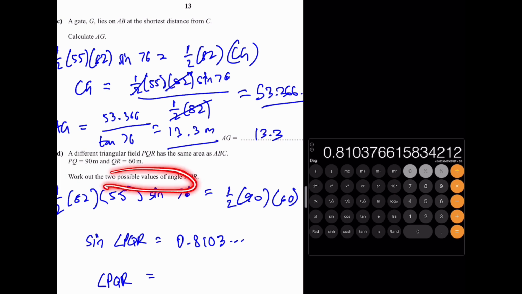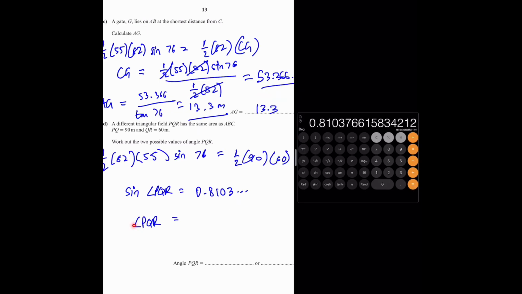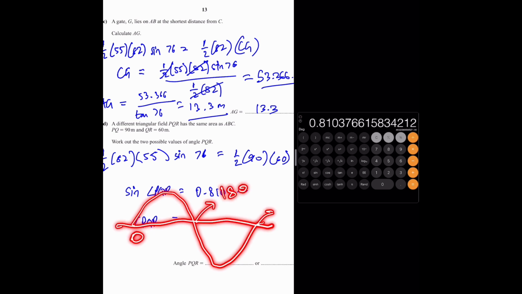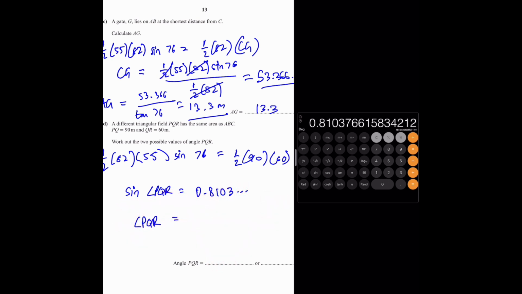So two possible values of angle PQR, it's not just one, because a sine graph looks like this, right? So this is 0, this is 180, and this is 360. And if sine of angle PQR is 0.8103..., it'll fall on this line here. And there's two different intersection points. So there's two different values. And how you relate the two values.